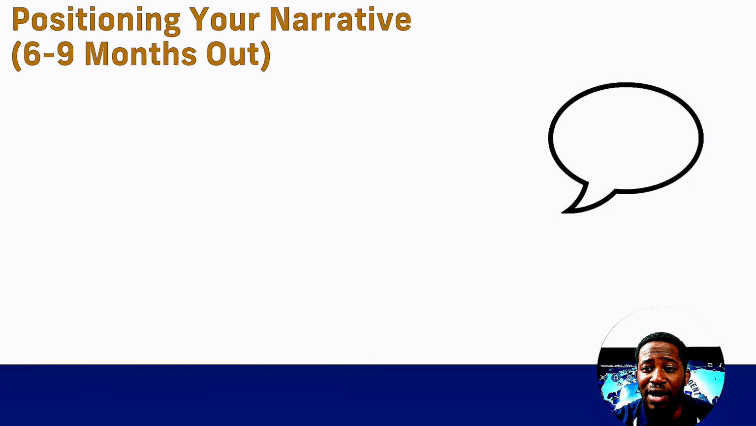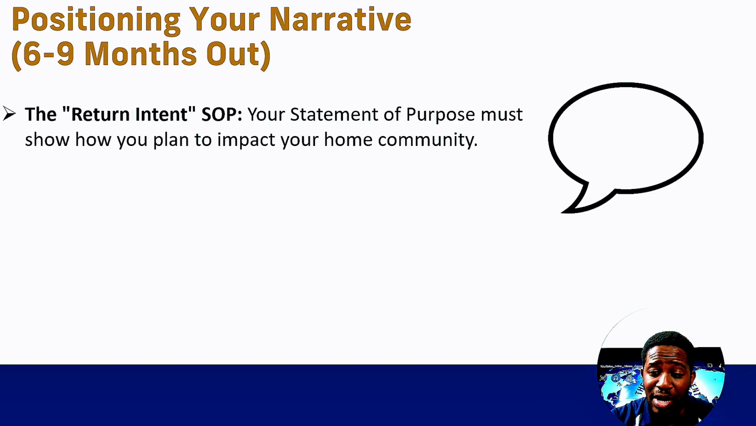Okay, good. Now let's look at positioning your narrative. This is narrative, and we are doing the six to nine months out. If you're looking at fall, August, September, then January, now you're starting for real. You're looking at viability, documentation, and positioning. Very, very important. So the return intent SOP, what do I mean by that? Some of the materials that you need, a key one being what we call the statement of purpose. Others call it purpose statement, others equally call it letter of intent.